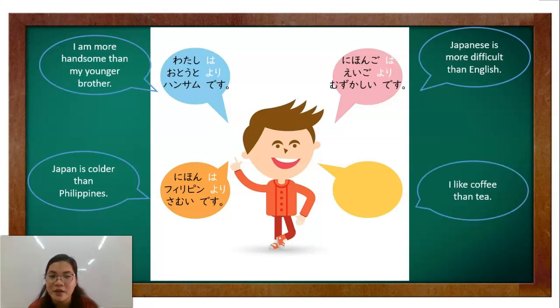And the last one, I like coffee than tea. So you will say, Kohi wa ocha yori suki desu. Kohi wa ocha yori suki desu.